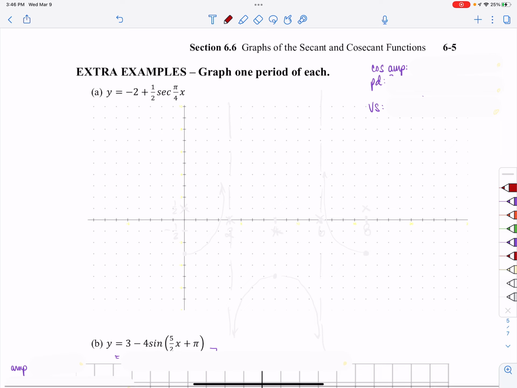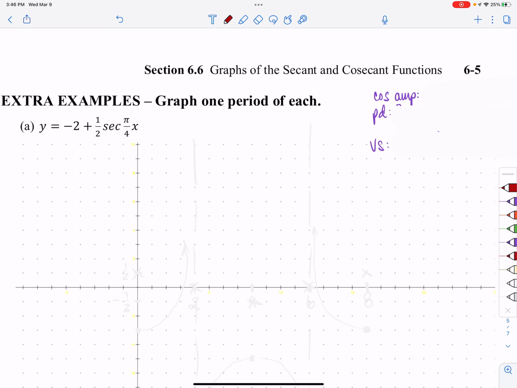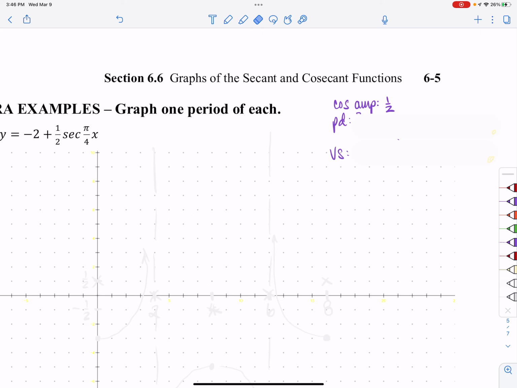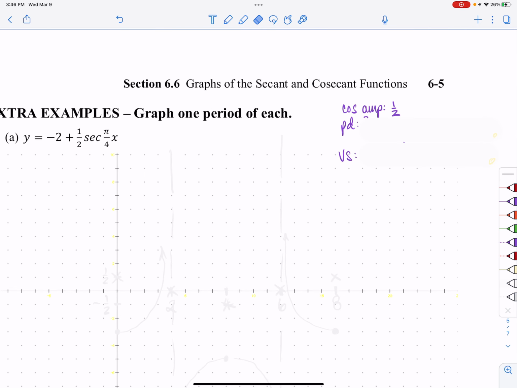All right, then some extra examples. Okay, so as we look at this one, once again, we're not going to ask what the secant amplitude is, but we will ask what the cosine amplitude is. So it's 1/2. Period is going to be 2 pi over b. My b value is pi over 4. So 2 pi over pi over 4, multiply by the reciprocal. Your pi's will cancel. And you're left with a period of 8.